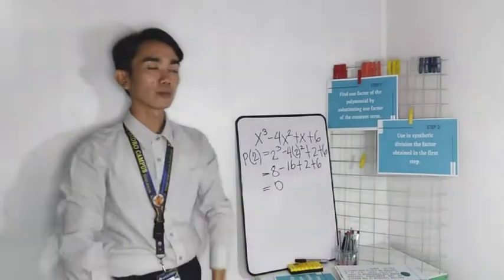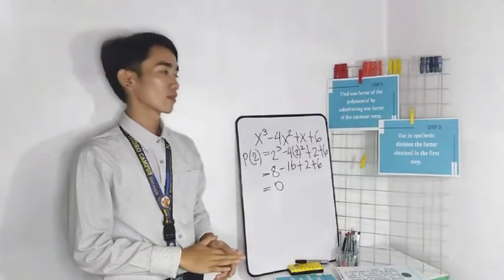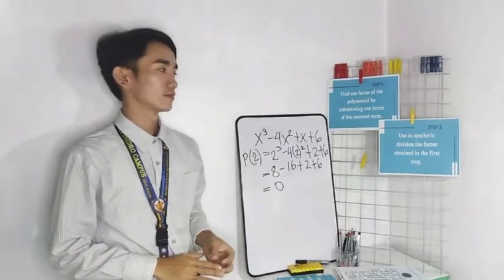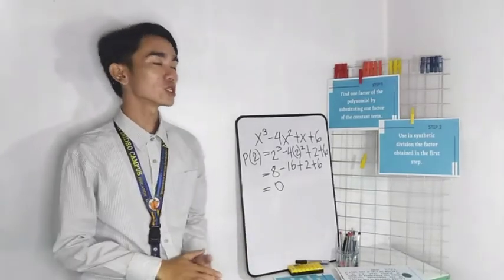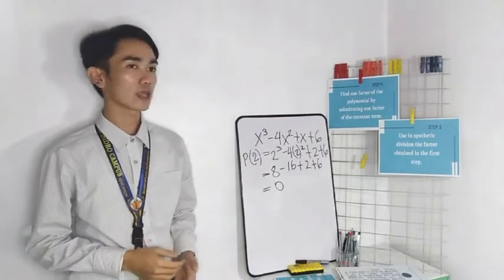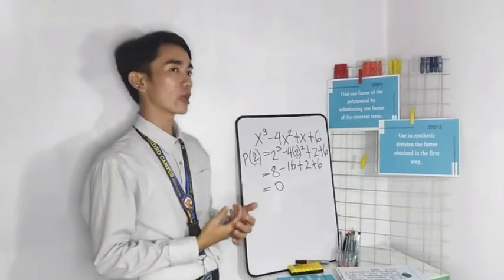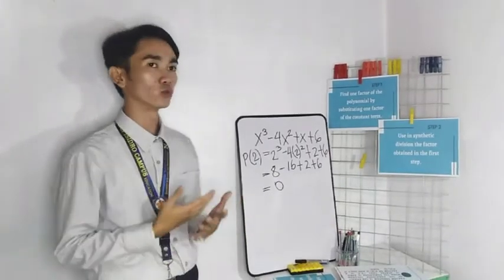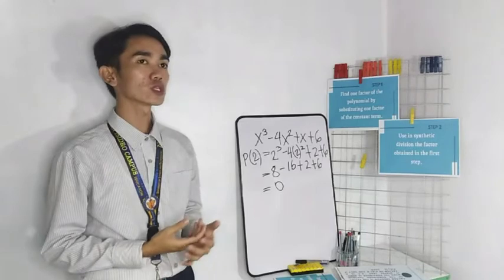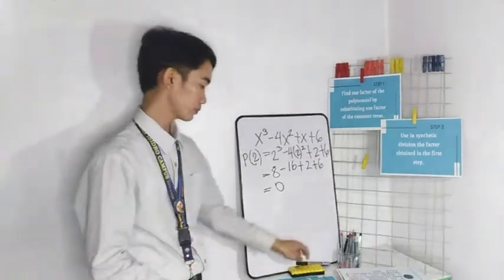So we have step 2. Can you read it, Jasmine? Step 2. Use in synthetic division the factor obtained in the first step. The factor we got from the first step is x is equal to 2. So 2 is our divisor in our synthetic division.